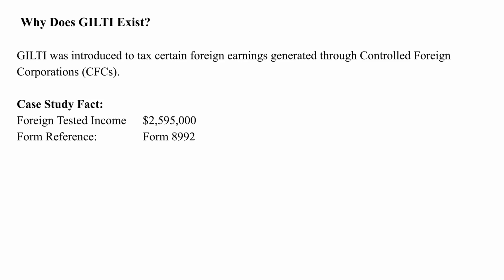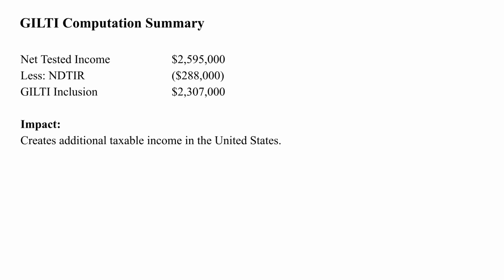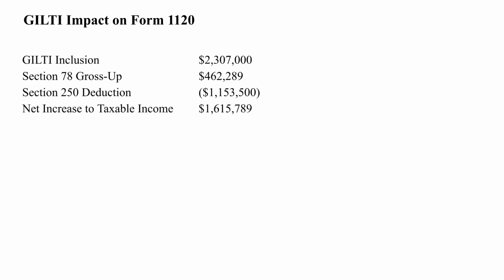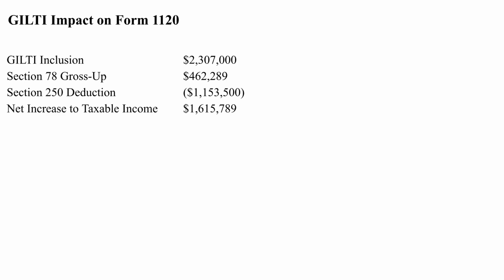GILTI was designed to bring certain foreign earnings into the U.S. tax system. In our case study, the foreign subsidiary generated $2.6 million of tested income. After applying the routine return exclusion, the corporation generated a GILTI inclusion of $2.3 million. This amount becomes part of U.S. taxable income. GILTI increased taxable income through the inclusion and Section 78 gross-up. The Section 250 deduction partially offset that increase. Overall, GILTI increased taxable income by approximately $1.6 million.